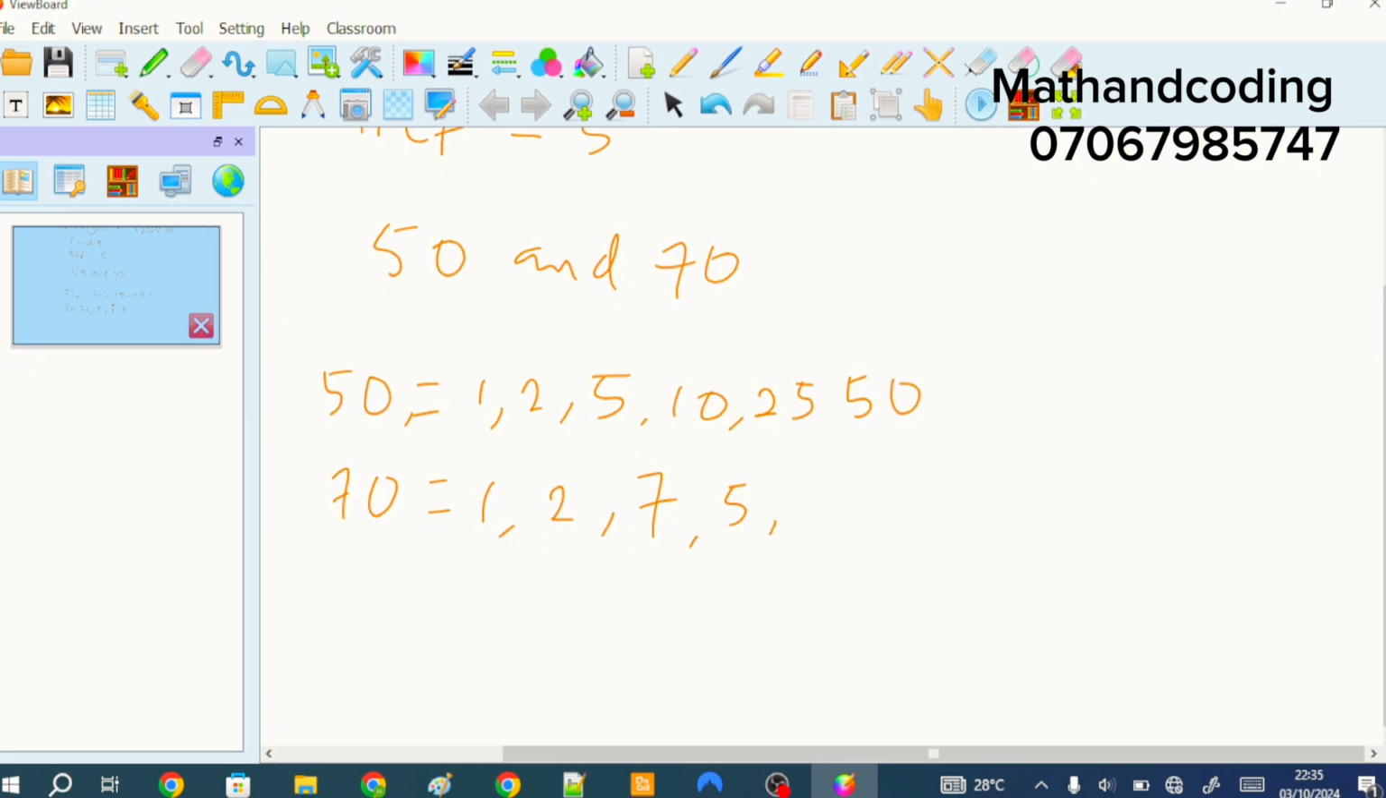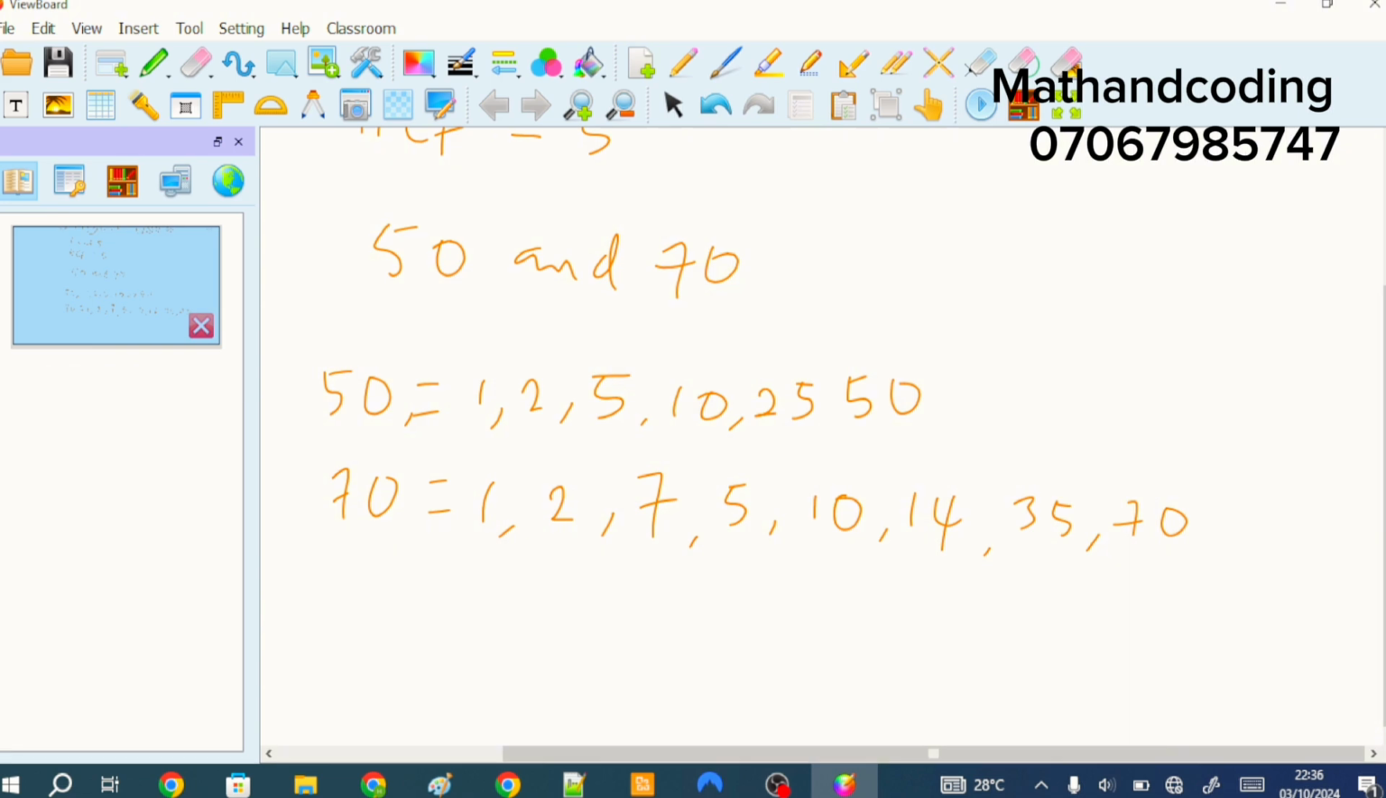10 can divide 70 because 10 times 7 is 70. So 5 times 14 is 70, which means 14 can divide 70. Alright, 35 can divide 70 because 35 times 2 is 70, and 70 can divide itself. I just hope I've written all the factors of 70. These are all the numbers that can divide 70.